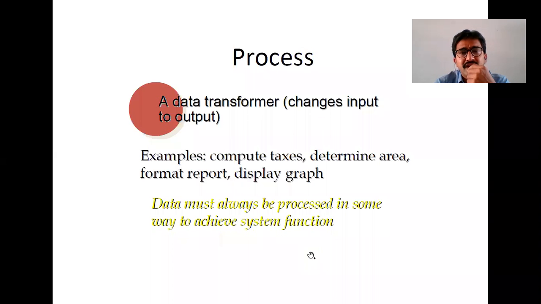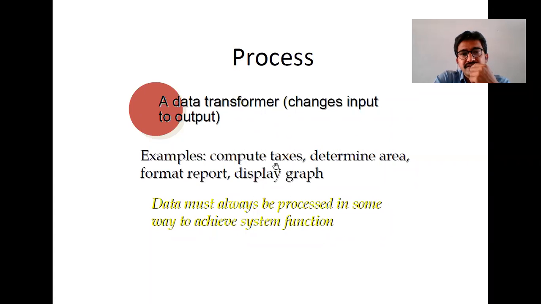Coming to the second notation of this DFD, the process: when we are making a data transformer, which changes the input to output, you can represent it with a circle. Examples for this are compute taxes, determine area, format the report, display graph. At these positions, you can use the symbol called circle for process.